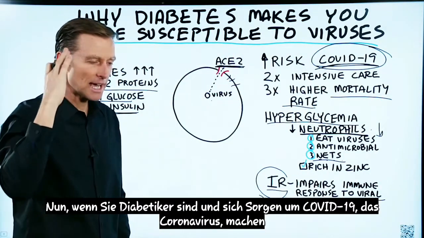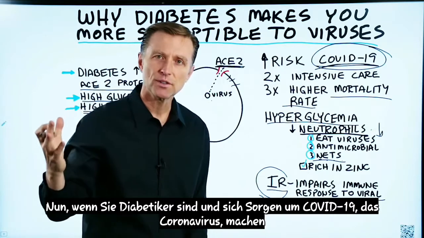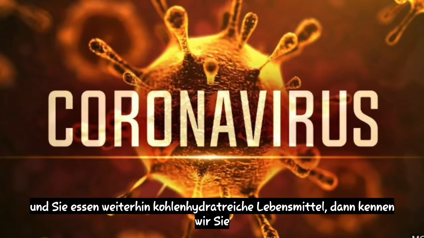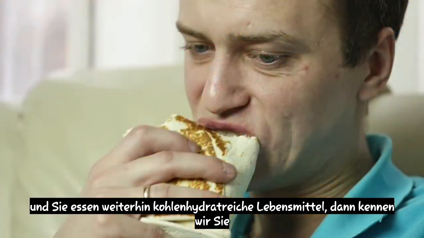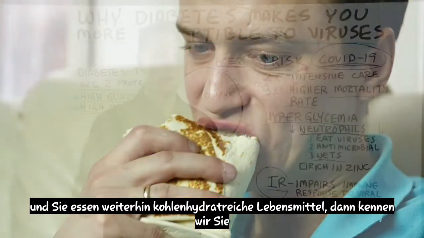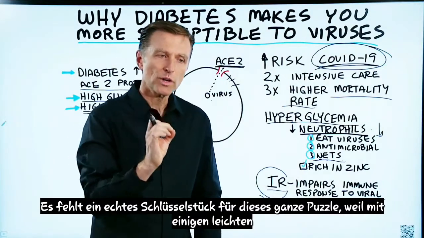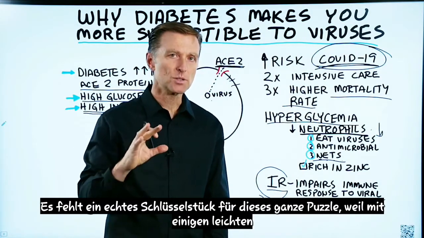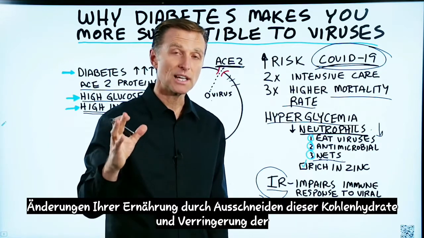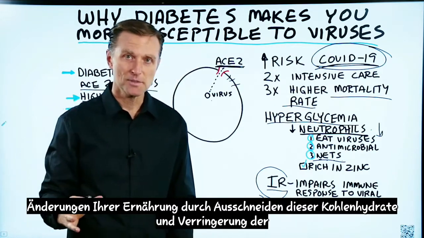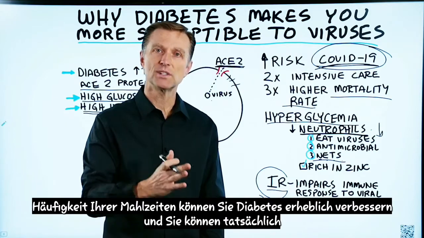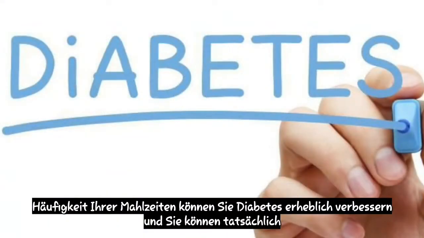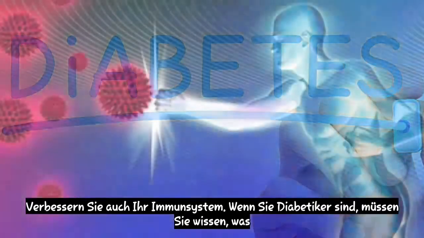Now, if you're a diabetic and you're concerned about COVID-19, the coronavirus, and you continue to eat foods that are high in carbohydrates, then we know you are missing a real key piece to this entire puzzle. Because with some slight modifications of your diet, by cutting out those carbs and decreasing the frequency of your meals, you can greatly improve diabetes, and you can actually improve your immune system as well.